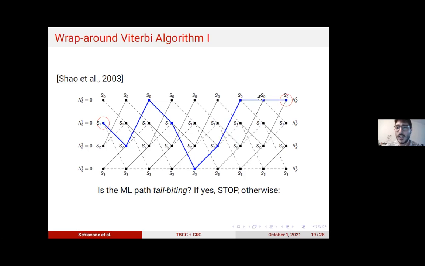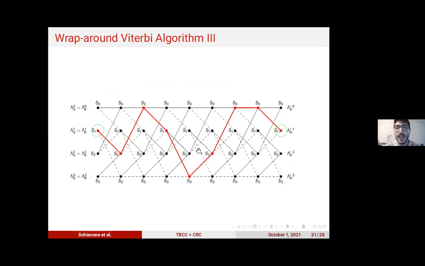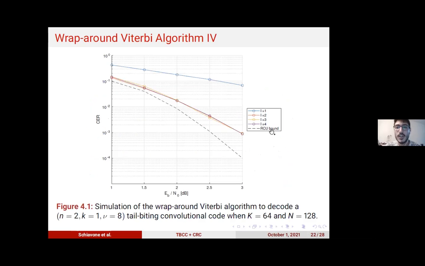If it's not the case, the path metrics that we have found at the last states, we use to reinitialize our states at the beginning, and we rerun Viterbi using the new starting points. If in this case our maximum likelihood, our best path, is tail-biting, we accept it. Otherwise, we can repeat the iterations. Usually two iterations for codes of length 128 or 64 are more than enough. This is just to tell you about this WAVA.